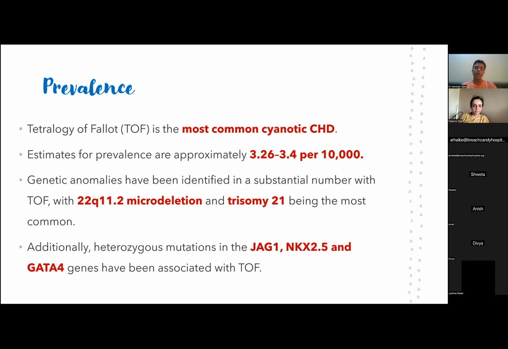The prevalence of this disease: TOF is the most common cyanotic congenital heart disease, with a prevalence of approximately 3 to 4 per 10,000 live births. It is associated with many syndromes, the most common being 22q11 microdeletion and trisomy 21. Additional genes found associated with TOF are JAG1, NKX2.5, and GATA4, which you need not remember at the student level and MD exam.